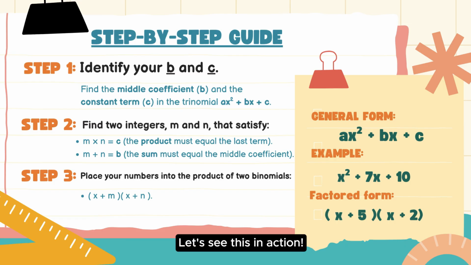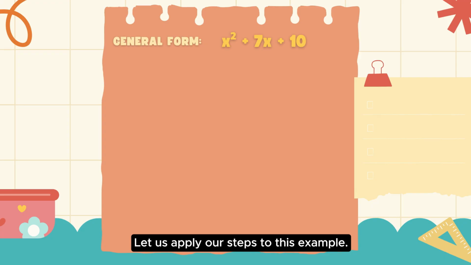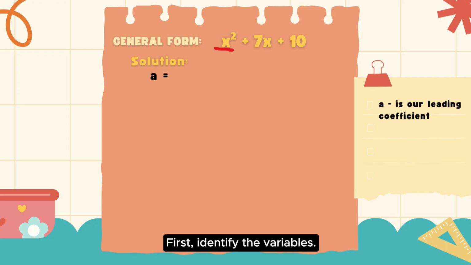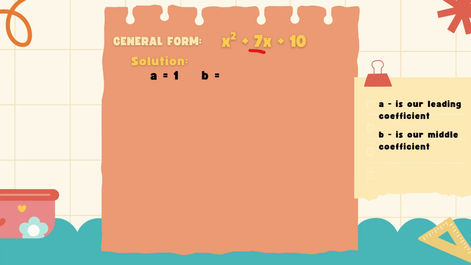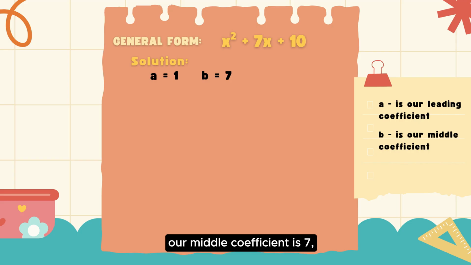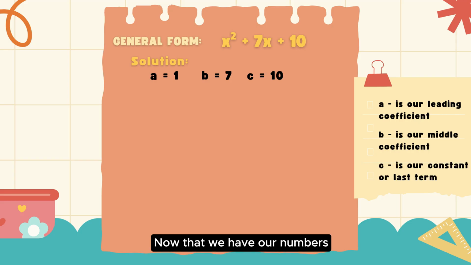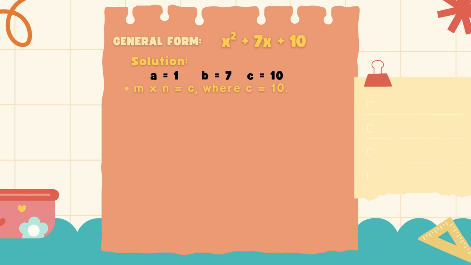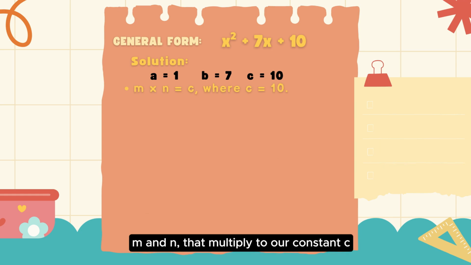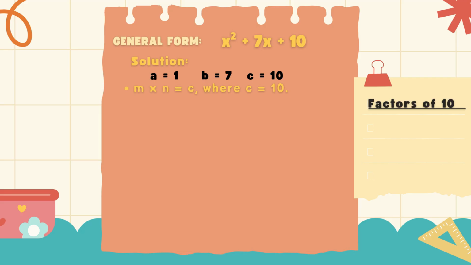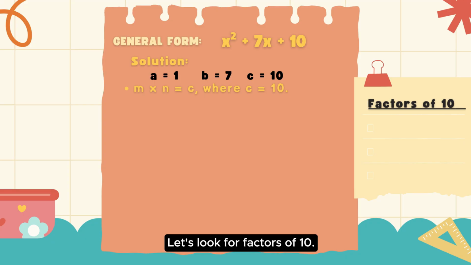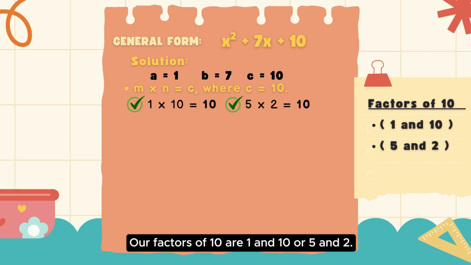Let's see this in action. Let us apply our steps to this example. First, identify the variables. Our leading coefficient a is 1, our middle coefficient b is 7, and our constant term c is 10. Now that we have our numbers, let's find that pair. Our goal is to find two numbers, m and n, that multiply to our constant c, which is 10. Let's look for factors of 10. Our factors of 10 are 1 and 10, or 5 and 2.